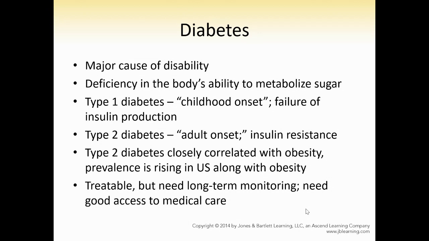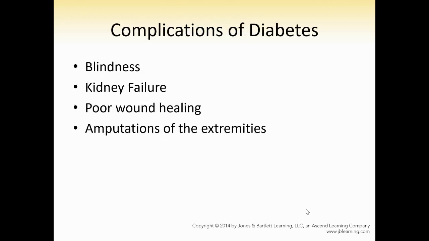Type 2 is treatable and type 1 is treatable, but you need long-term monitoring, you need good access to medical care, and you need to be able to follow your treatment plan. Now, I mentioned there were 2 types of diabetes, but there are actually 3 types. The third type is called gestational diabetes. Diabetes occurs while a woman is pregnant. Some of the complications of diabetes include blindness, kidney failure, poor wound healing, and amputations of the extremities, so fingers, but generally lower extremities, feet, and toes.